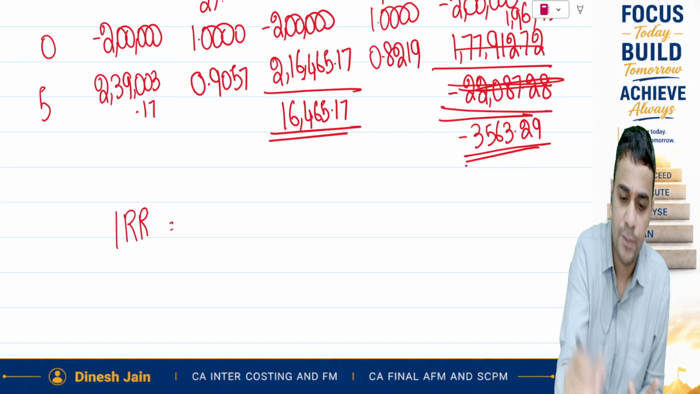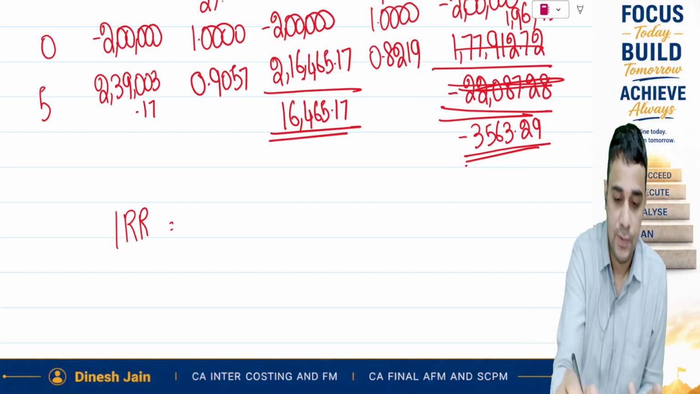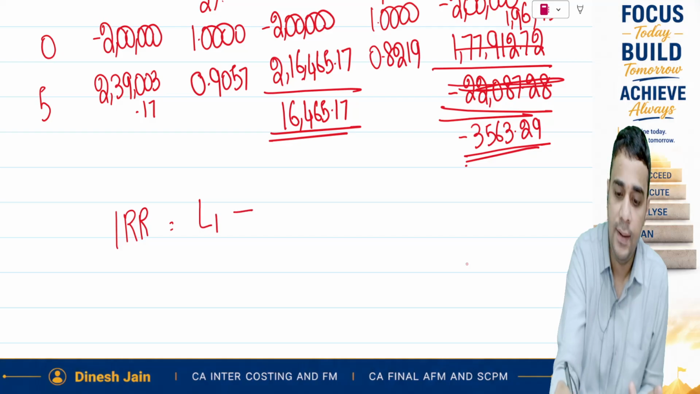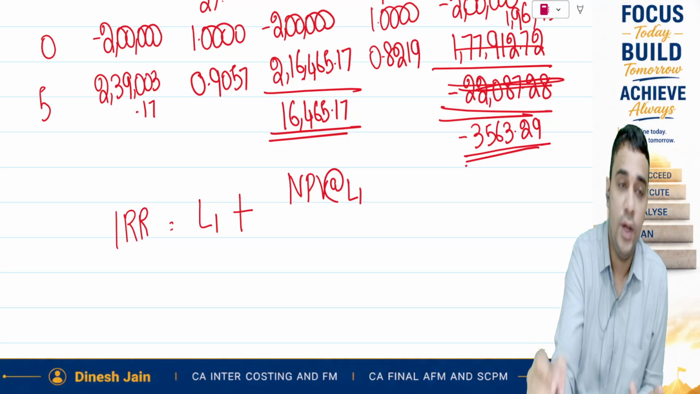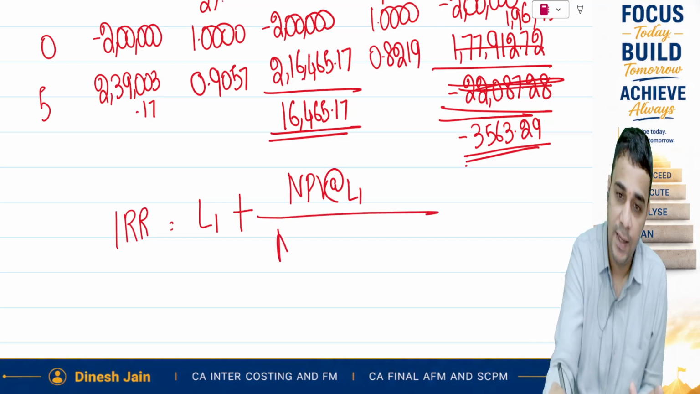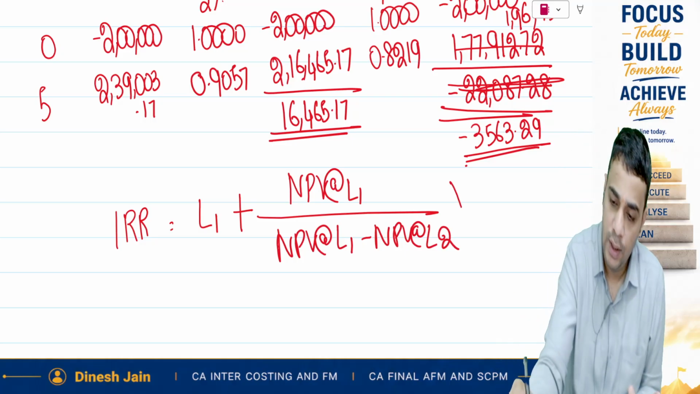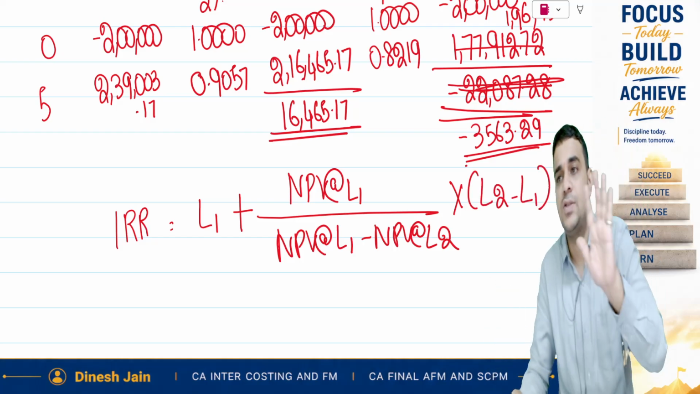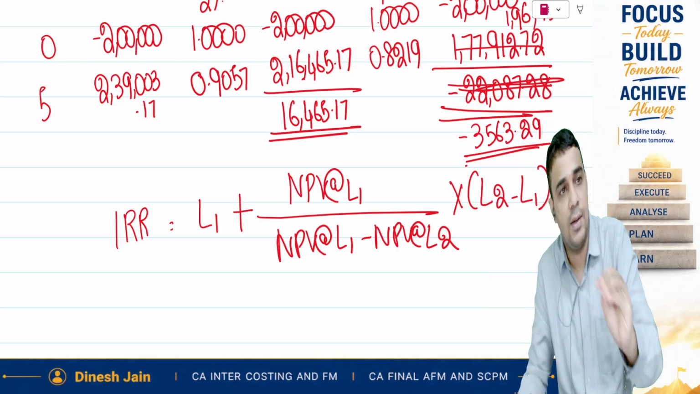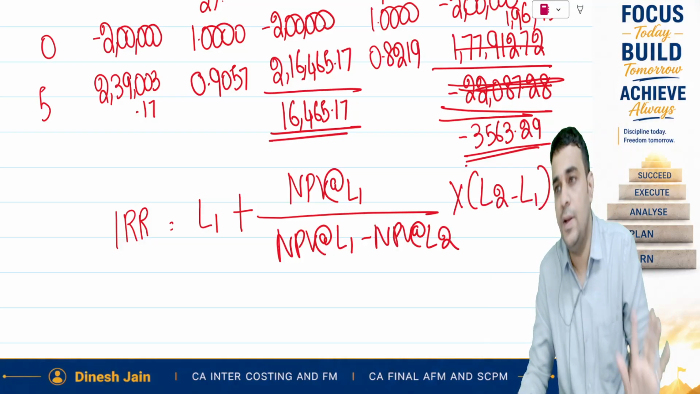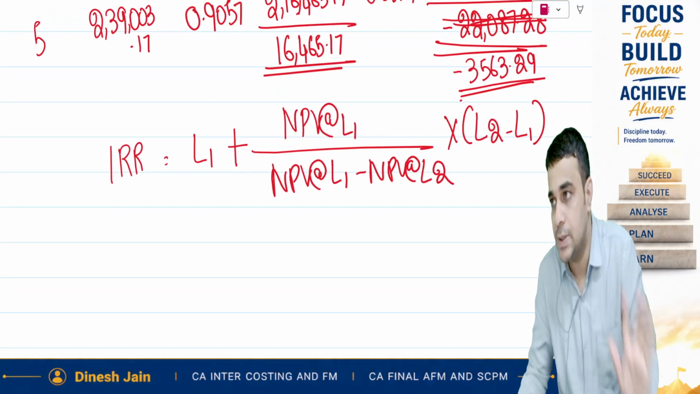Do you remember your formula from CA Inter for IRR? L1, lower rate, plus NPV at lower rate divided by NPV at lower rate minus the NPV at higher rate, L1 minus L2 into L2 minus L1. As of now, don't even think much, note down the formula. We will spend time when I go to the capital budgeting chapter.